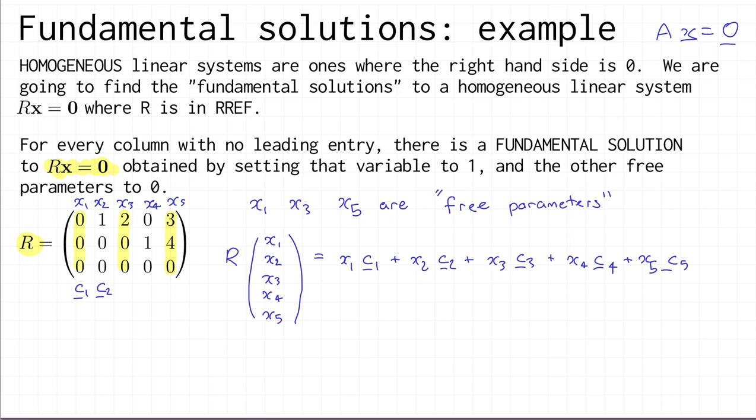So a solution to Rx = 0 is the same thing as a linear combination of the columns C1, C2, C3, C4, C5 which is equal to the 0 vector. If we want x1 to be 1 and x3 and x5 to be 0, so if we're looking at the fundamental solution for the free parameter x1, then that solution will just be to take x1 equal to 1 and all the others to be 0, since C1 itself is the 0 vector. The first column of R is just the 0 vector. So the fundamental solution for x1 equal to 1 and x3 equal to x5 equal to 0 will just be the vector 1, 0, 0, 0, 0.